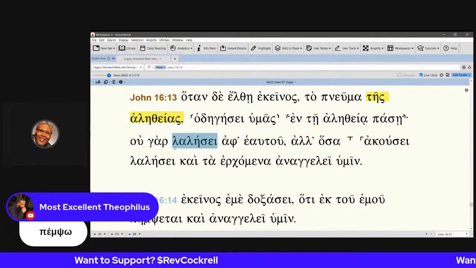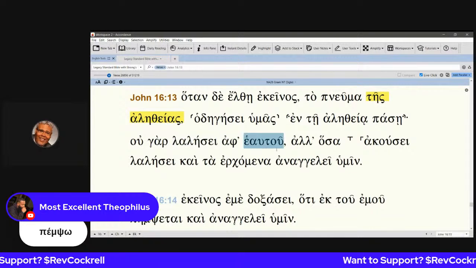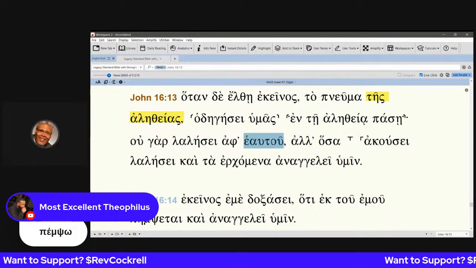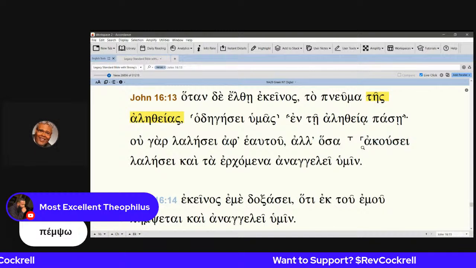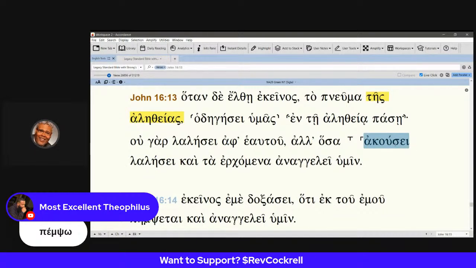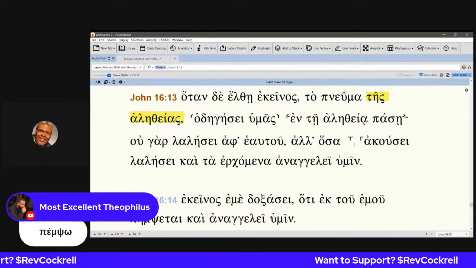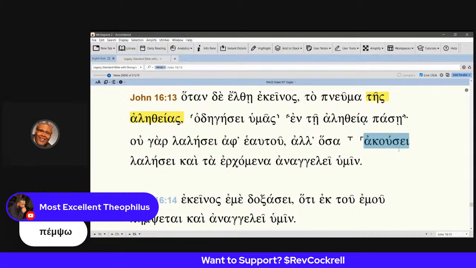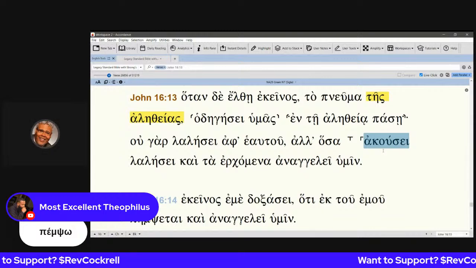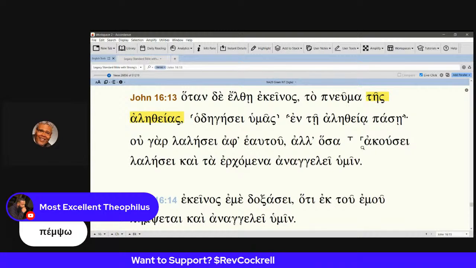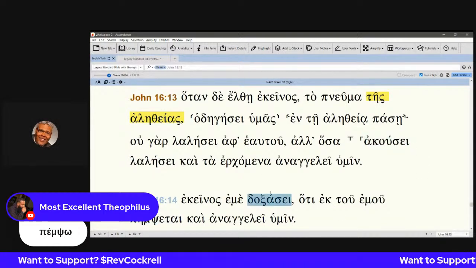Gar, for he will not speak of himself. Here's a sigma. Here's the sigma, future tense. He will not speak of himself, but whatever akousei. Notice from akouo, there's the sigma. Whatever he hears or he will hear, he will speak it to you. So akousei, he hears, whatever he will hear, he is going to speak it. Future tense.